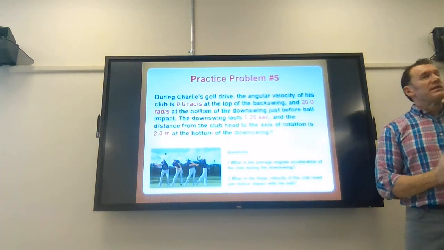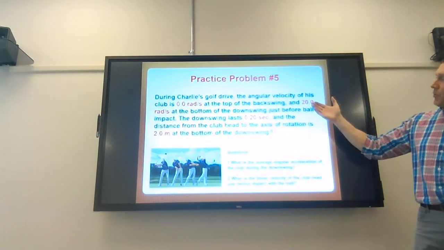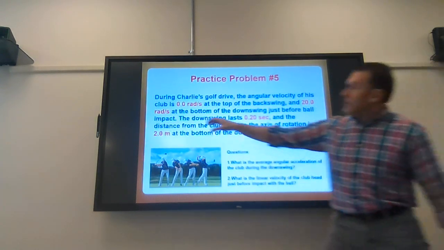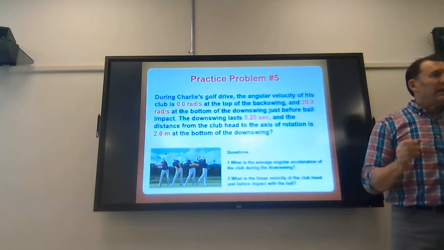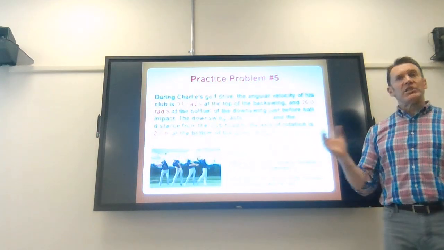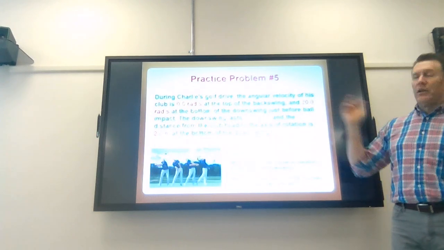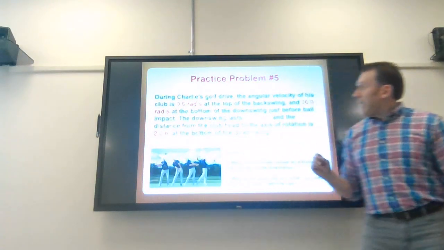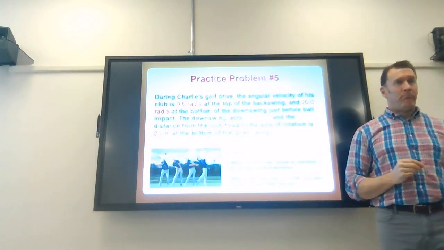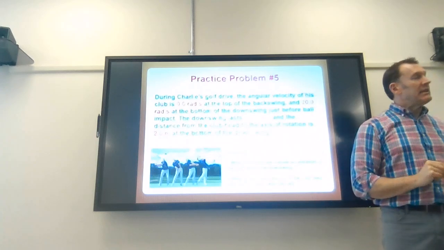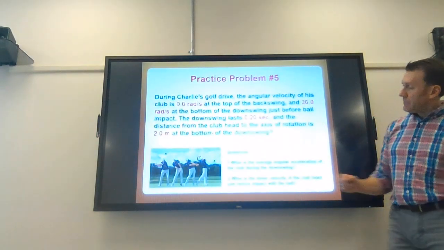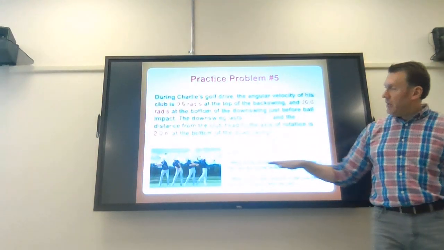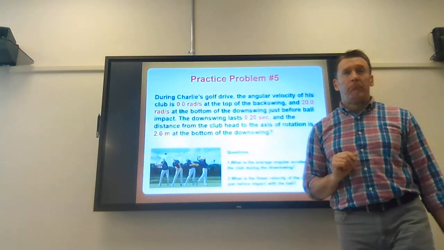Then the downswing proceeds, and just before ball contact, the club head is traveling with an angular velocity of 20 radians per second. So we have a change in velocity: a final angular velocity, an initial angular velocity, and a time interval. Can you put those numbers together to get the average angular acceleration? The question: what is the average angular acceleration of the club during the downswing?